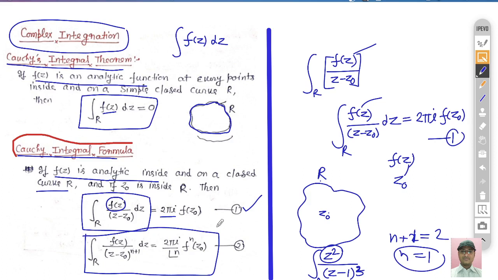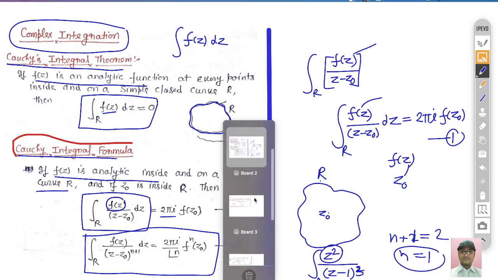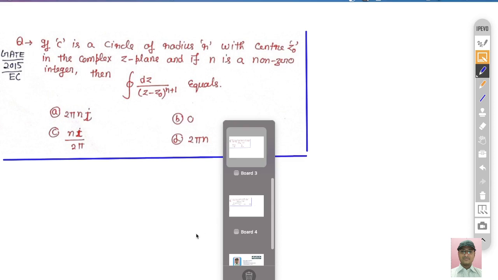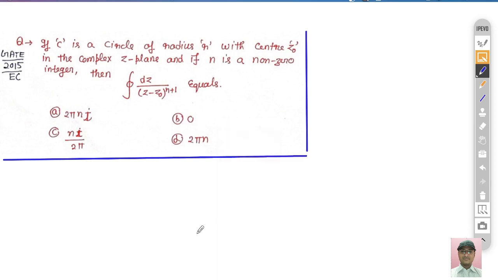Now we move on to the GATE problem. This is the first problem, and it was asked in GATE 2015 in the EC branch. So now first we read the question carefully. What is the question?